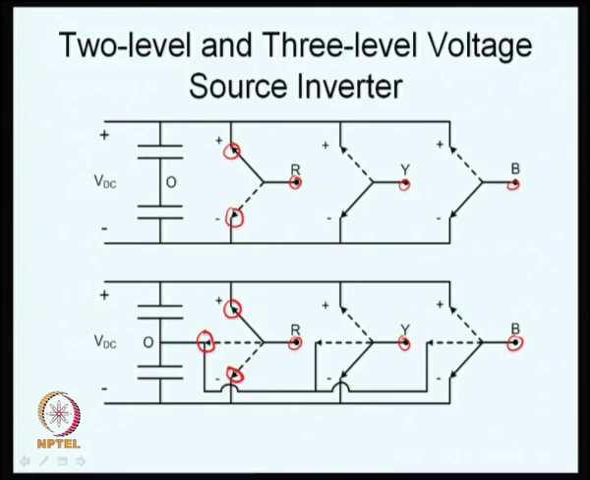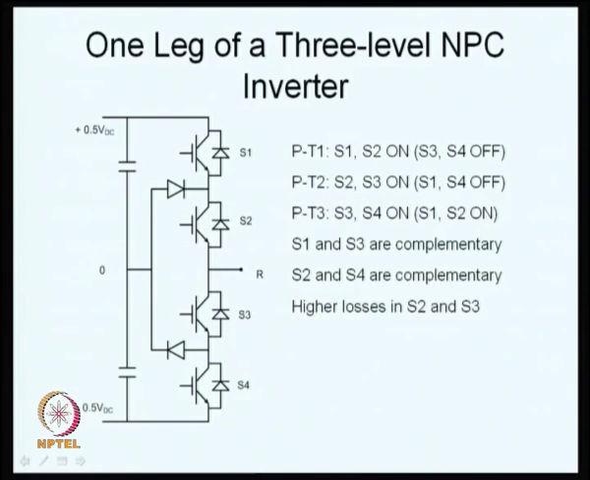Here, if you take a 2-level voltage source inverter, VRO can be only plus VDC by 2 or minus VDC by 2, as I mentioned the other day. If you take VRO here, it can be either plus VDC by 2, minus VDC by 2, or it can also be 0 in a 3-level inverter. There are 2 different voltage levels in a 2-level inverter and 3 different voltage levels in a 3-level inverter, hence you get the name 3-level voltage source inverter. So, the realization of a 3-level voltage source inverter also we saw.